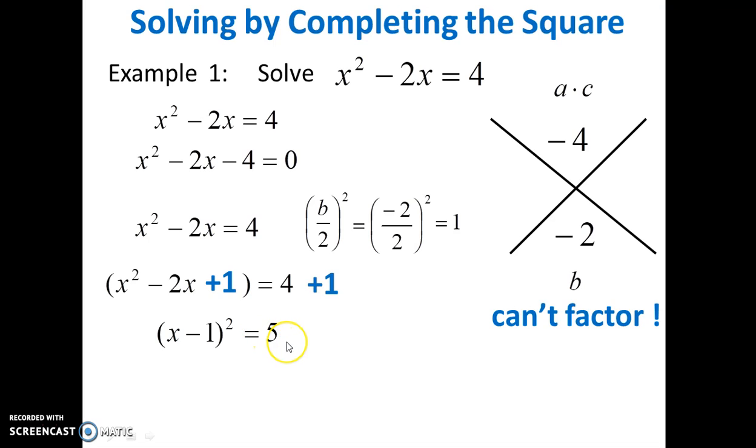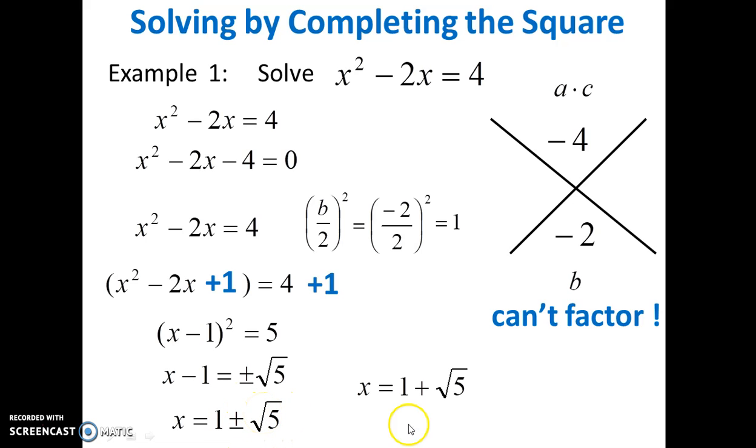We can take the square root of both sides. So we have x minus 1 equals plus or minus root of 5. Don't forget the plus or minus, two answers. Then we're going to take this 1 and move it over to the right side. So plus 1 over here. And we have x equals 1 plus or minus root of 5. In this case, there's two answers again.